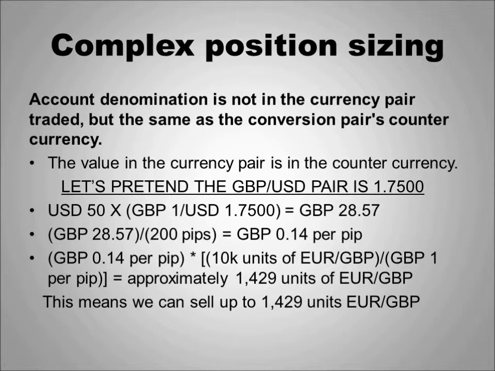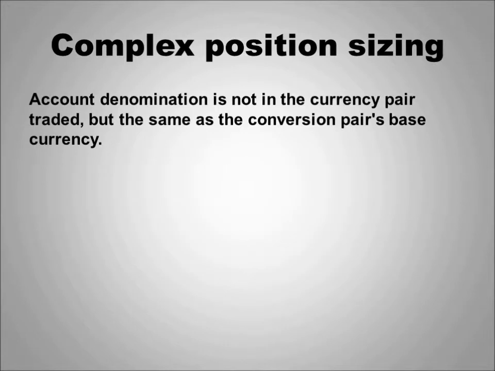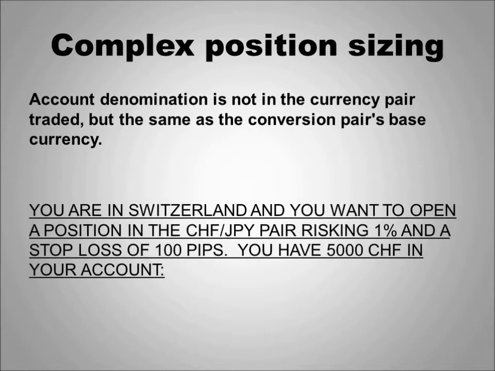1,429 units. Now, it's highly unlikely that your broker will allow you to open a position with that exact amount of units, so it would probably be safe to say that we're going to sell no more than 1,000 units. Okay, so account denomination: it's not in the currency pair traded, but it's the same as the conversion pair's base currency.